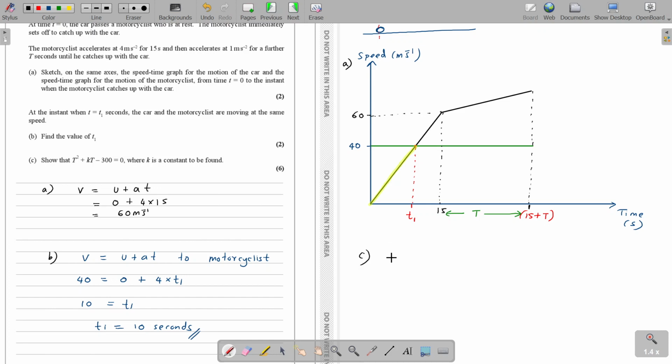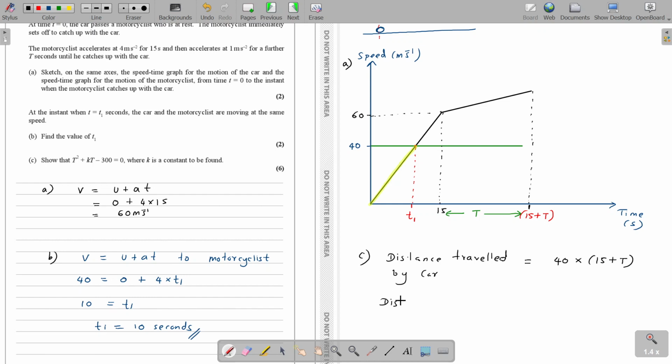So the distance traveled by car. Let's find it. What's the distance traveled by car? It's the area of this rectangle, right? Length into breadth. How much is the length and how much is the breadth? 40 into, how much is the breadth here? This distance is t plus 15. 15 plus t is this value, right? This full length.